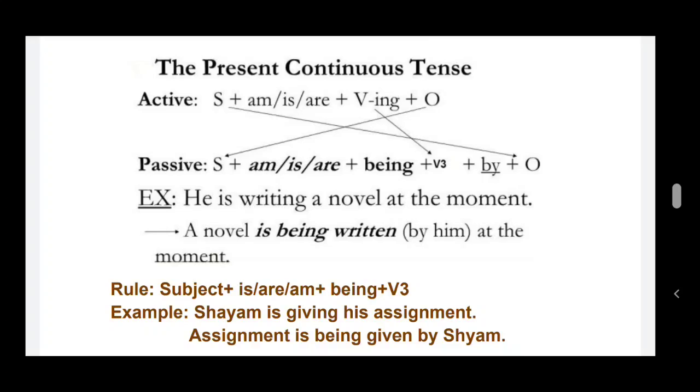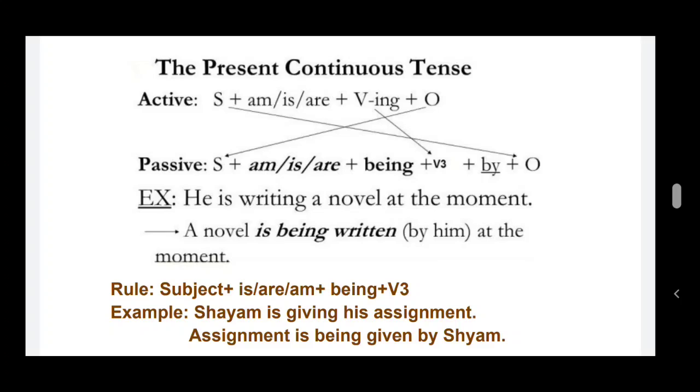Children, look at another example for present continuous tense and its sentence structure here. That is the rule here. So first, in present continuous tense, the rule is subject plus is, are or am plus being plus verb 3. The example here, Shyam is giving his assignment. So here subject, verb and object we need to find out first. Shyam is the subject, giving is the verb, assignment is the object.